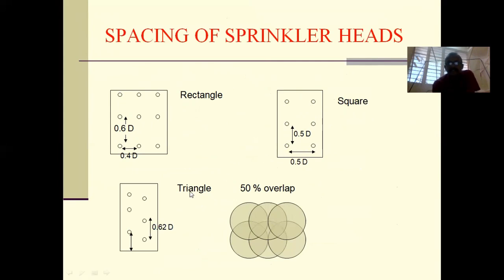And the third is triangle. Let us say this is the main pipe, and we have a lateral running this way. In one lateral we space sprinklers like this, and in the adjoining lateral we space the sprinklers like this. If you look at the spacing of sprinklers, it appears something like a triangle, and the side of each triangle is 62% of the wetted diameter. This kind of triangular spacing has been found to give maximum uniformity, and it is very much recommended.